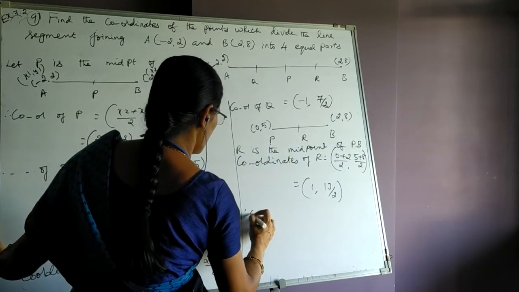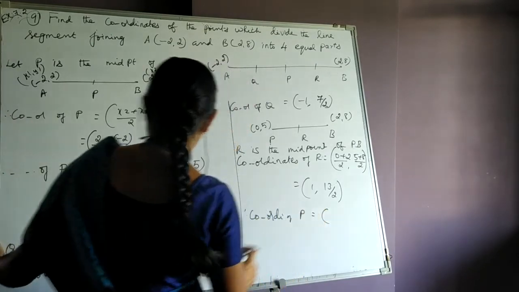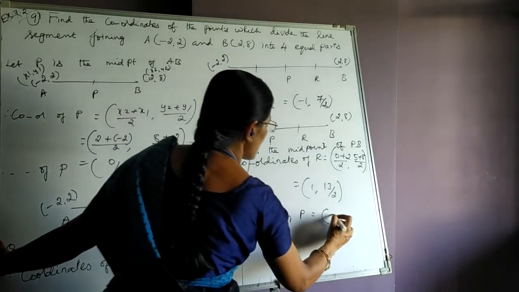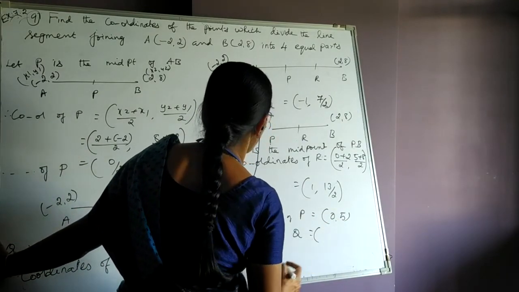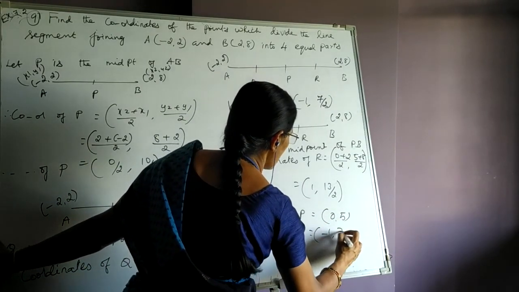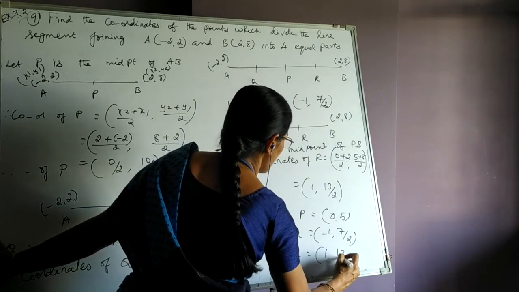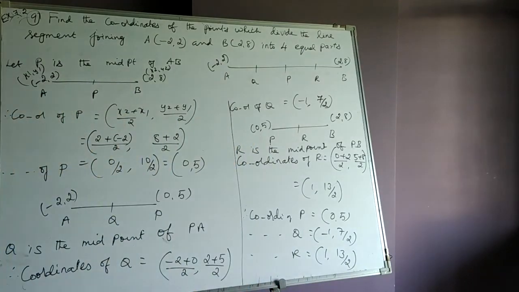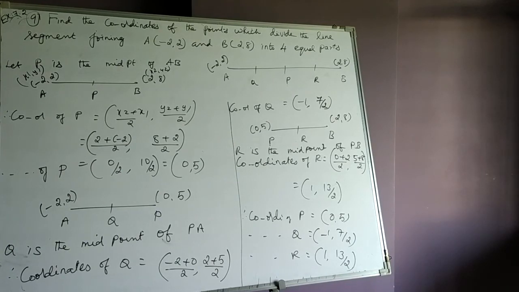Therefore, coordinates of P, Q, R, we write the answer together. P is (0, 5). Coordinates of Q, (-1, 7 upon 2), and R is (1, 13 upon 2). So the points are (0, 5), (-1, 7/2) and (1, 13/2).